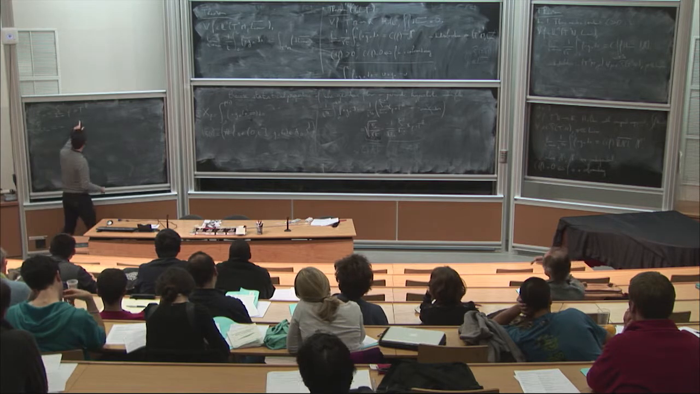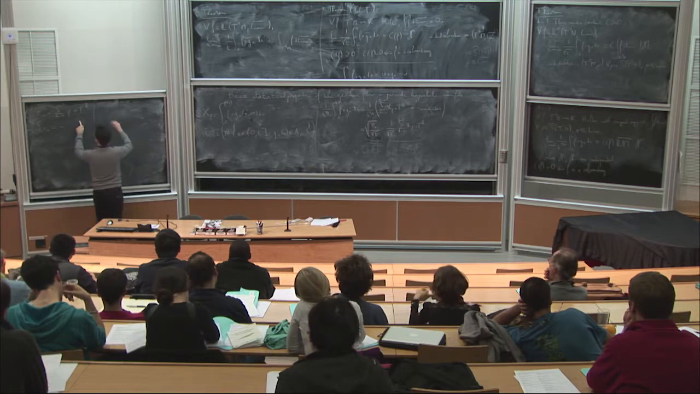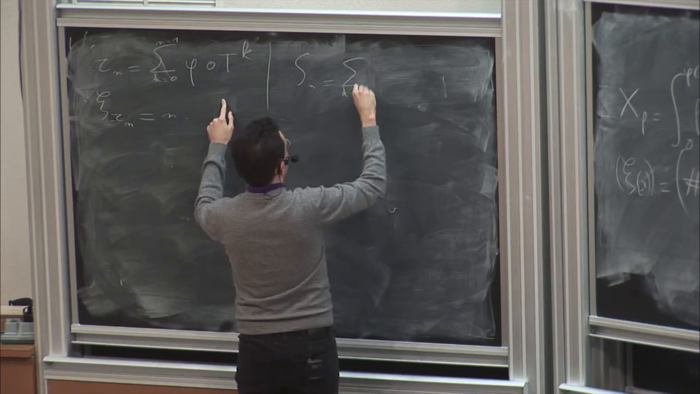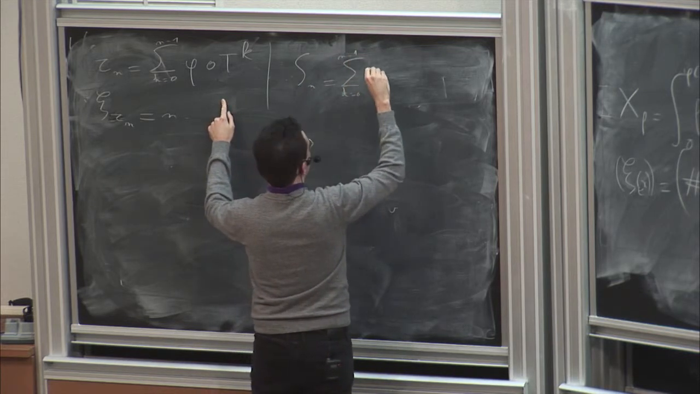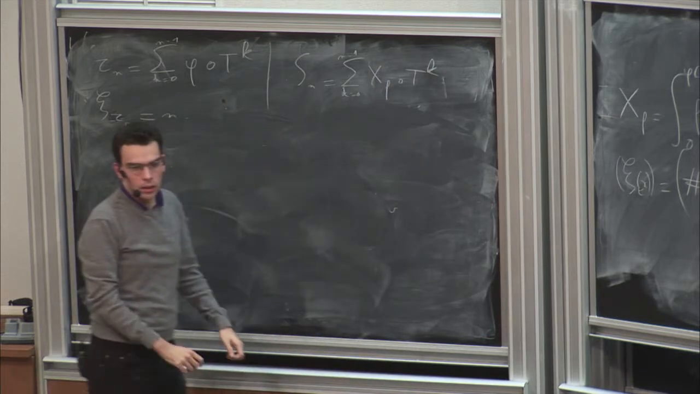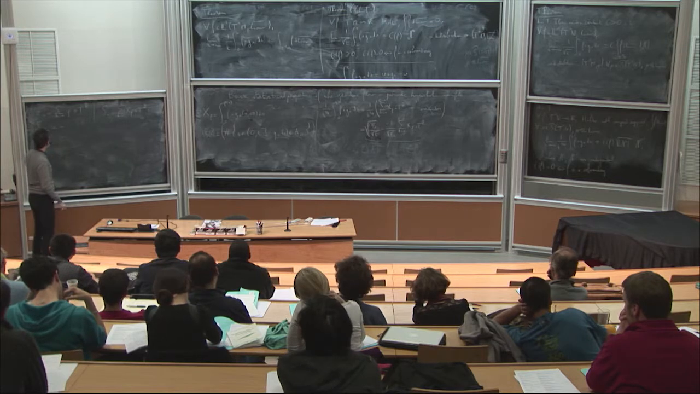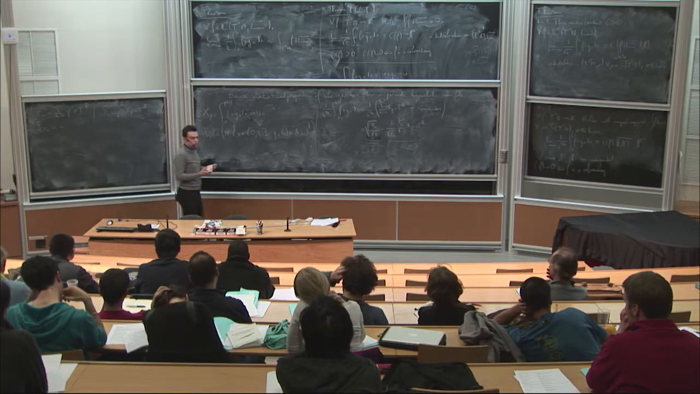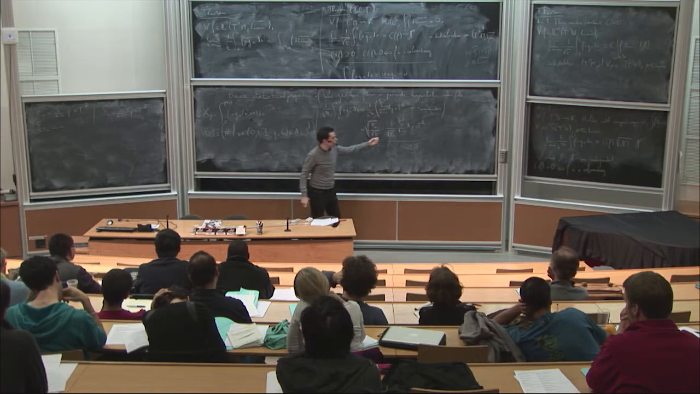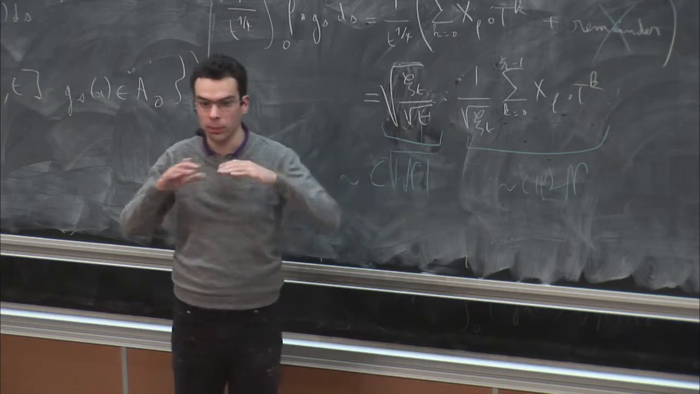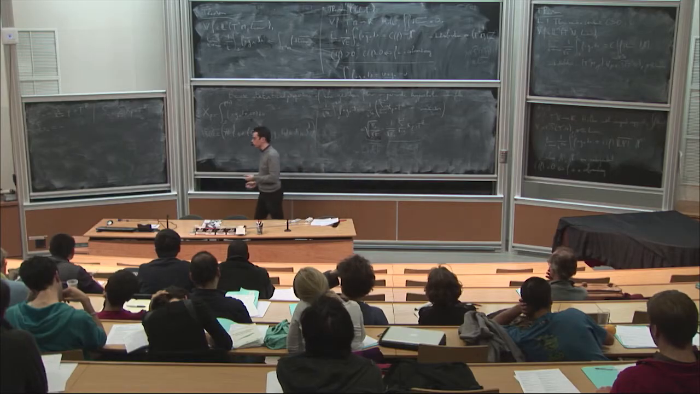On the other hand, we are working with another sequence, Sn, which is the sum of k from 0 to n minus 1 of xf evaluated in tk. These two sequences are not independent. And this is a problem here. If they were independent, this argument would allow us to conclude immediately. But they are not independent.